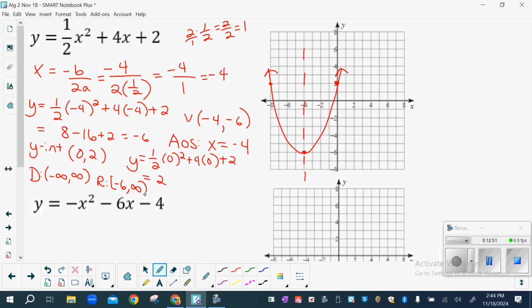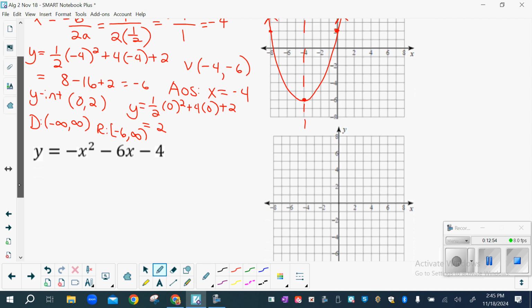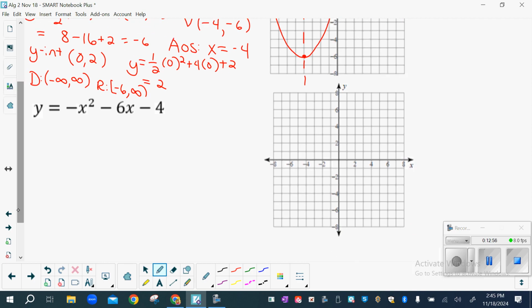So go ahead and do the last one. Find the vertex and graph it. Find the domain and range.